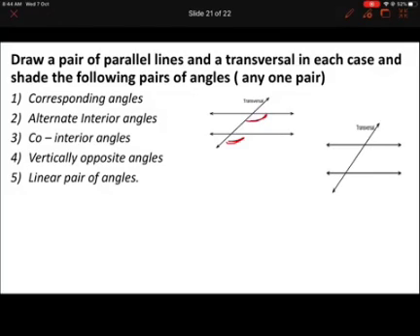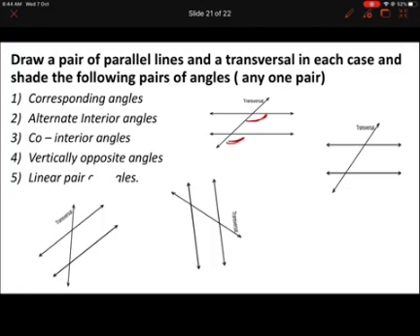Okay, children? Then, alternate interior angles. Shade any one pair of alternate interior angles. Shade co-interior angles. I think you know the difference between co-interior angles and alternate interior angles. Then linear pair of angles. This is linear pair of angles.